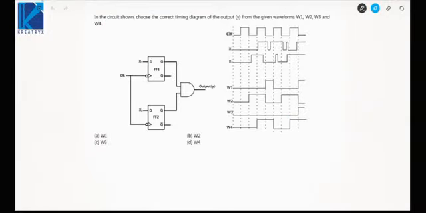Next problem is based on D flip-flop. It says, in the circuit shown, choose the correct diagram of the output Y from the waveform W1, W2, W3 and W4. So let us observe the circuit. The circuit contains two D flip-flops and both the flip-flops are negative edge triggered. Okay, both flip-flops are negative edge triggered. So that means we have to observe the values of input at the negative edge of the clock.